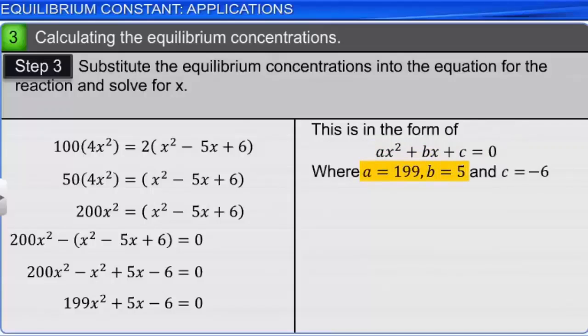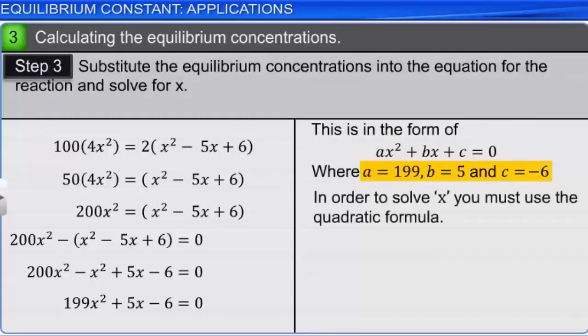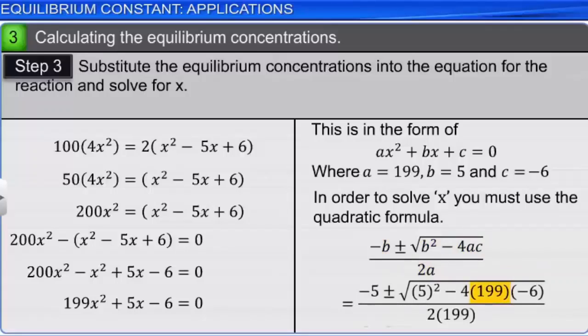In order to solve for x, you must use the formula x is equal to -b ± √(b² - 4ac) divided by 2a. On substituting the values of a, b and c in the quadratic equation, we get -5 ± √(5² - 4 × 199 × -6) divided by 2 × 199.